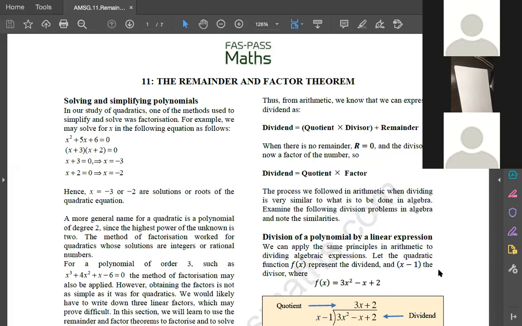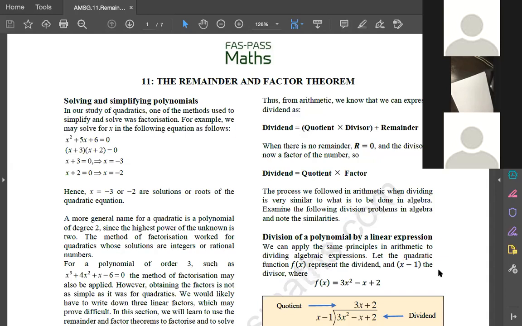Okay. So we start from the left side, solving and simplifying polynomials. Now, before we move on to the remainder theorem, we should know how to solve and simplify polynomials. Polynomials are anything with a degree of 2 or more. A degree of 2 means that the x, or any other variable represented in the quadratic, is a square. You can also have a cube, raised to the power 4, or raised to the power 5.